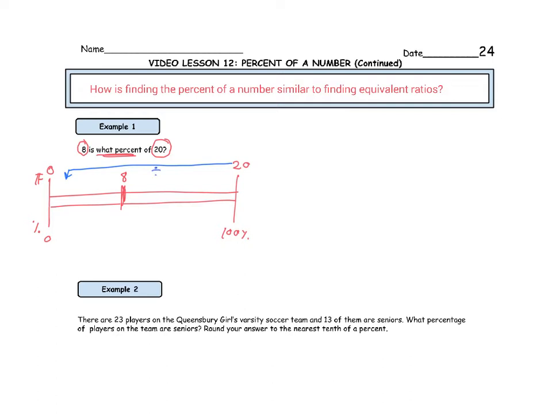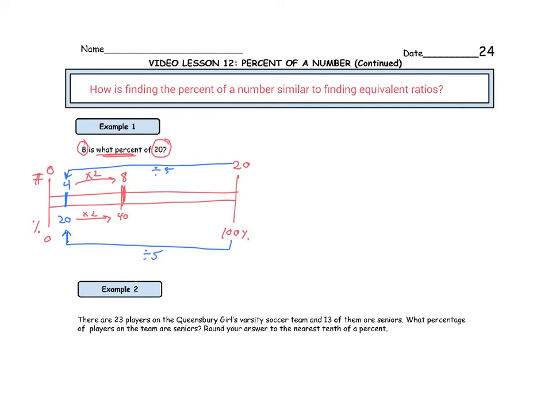One way that I see is if I do 20 divided by, let's say, 5, that will give us 4. And then whatever I do to the top, I have to do to the bottom. 100 divided by 5 will give us 20. So we know that 20% of this number is 4. Now I see a relationship between 4 and 8. If I multiply that by 2, that gets me to 8. In order to keep my ratios equivalent, 20 times 2 is 40. So our answer is 8 is 40% of 20.